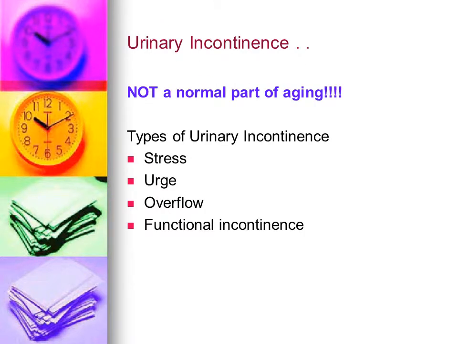Urinary incontinence is not a normal part of aging. There are several different types of urinary incontinence. Stress is the most common, and this occurs when the pressure is increased in the abdominal cavity by such activities as coughing, sneezing, or maybe lifting a heavy object. Urge is the abrupt onset of an intense urge to urinate, followed by an uncontrollable loss of urine.